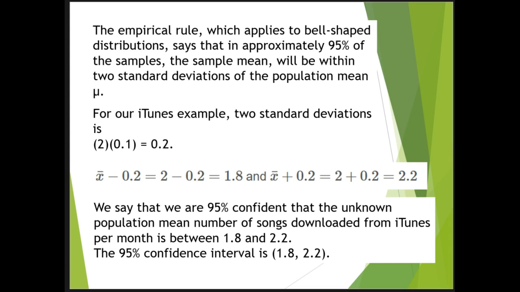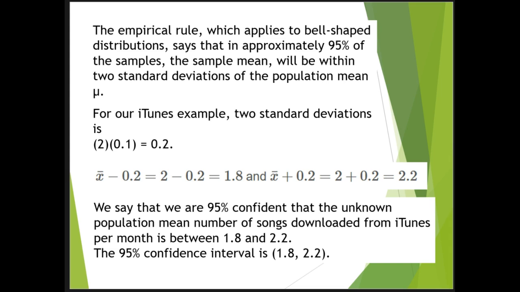The empirical rule, which applies to bell-shaped distributions, says that in approximately 95% of the samples, the sample mean will be within 2 standard deviations of the population mean. So for our iTunes example, 2 standard deviations is going to be 2 times 0.1, which is 0.2. So the sample mean is likely to be within 0.2 units of mu. Because the sample mean is within 0.2 units of mu, which is unknown, then mu is likely to be within 0.2 units of the sample mean in 95% of the samples.